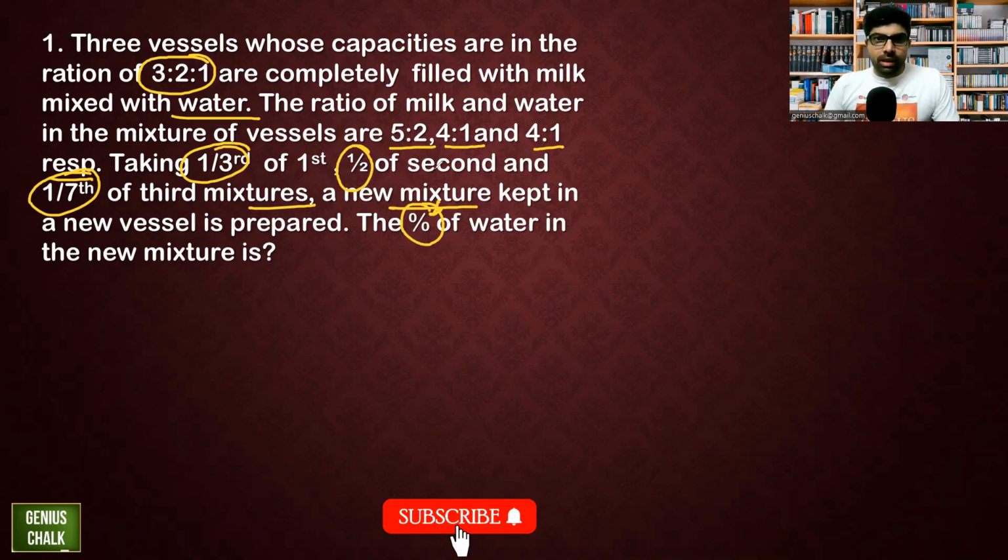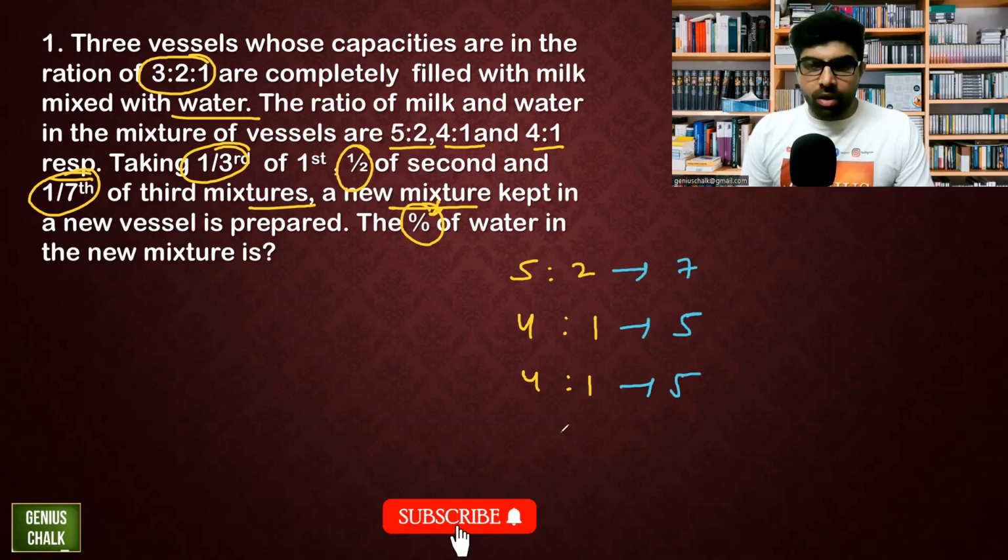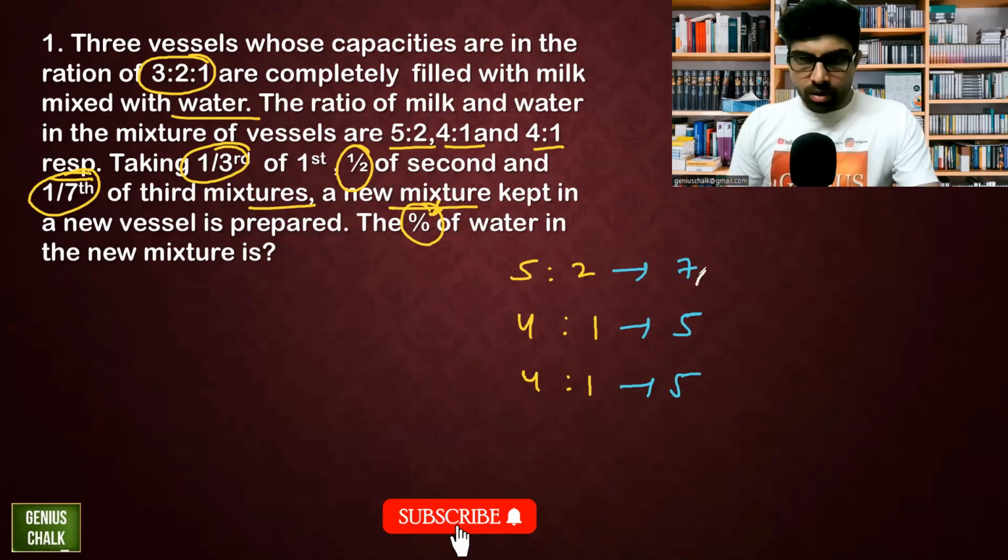Okay, so let's start with the first. First we'll try to extend this. What is the ratio we have? We have the ratio 5:2, 4:1, then 4:1. Afterwards, we know that we have to make the quantity same. So what is the quantity here? It is 7. Here it is 5. Here it is 5. So what is the LCM of 5 and 7? 35. So 7 has to be multiplied by 5 and 5 has to be multiplied by 7.